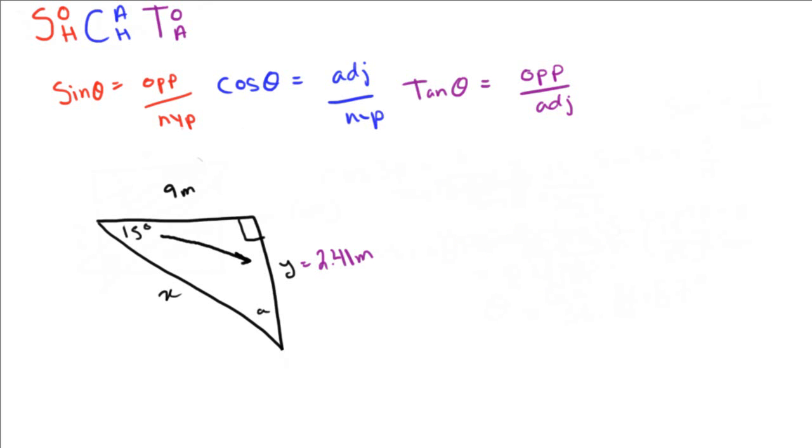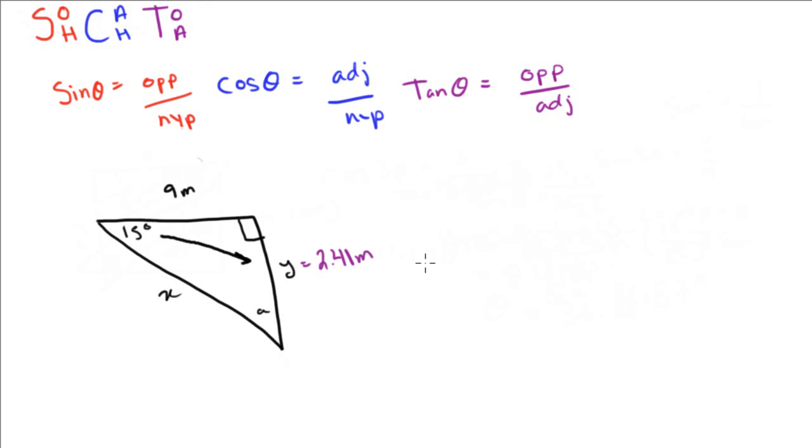In reference to the angle given, we know that side length x has to be the hypotenuse, because this is the adjacent and this is the opposite. And the hypotenuse is always opposite to the 90-degree angle. So x is our hypotenuse side. Now we know that we're searching for our hypotenuse. The information we have at our disposal is the angle 15, adjacent to that is 9 meters, and opposite to that is 2.41 meters.